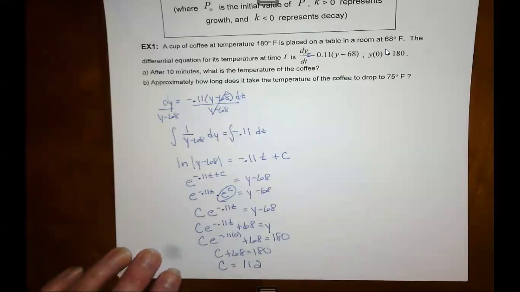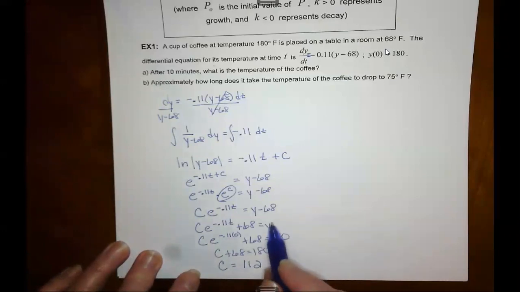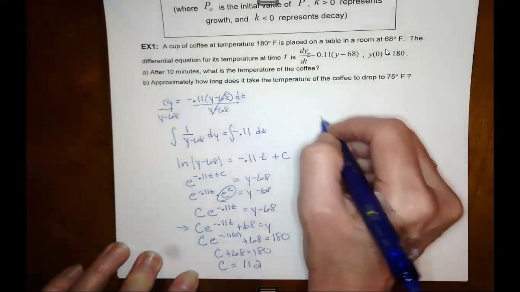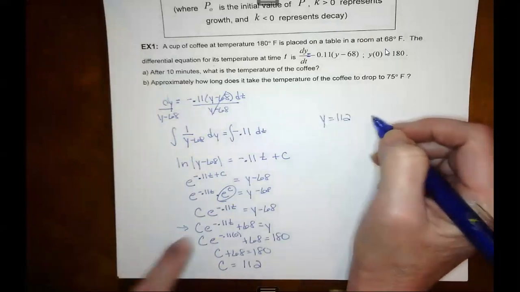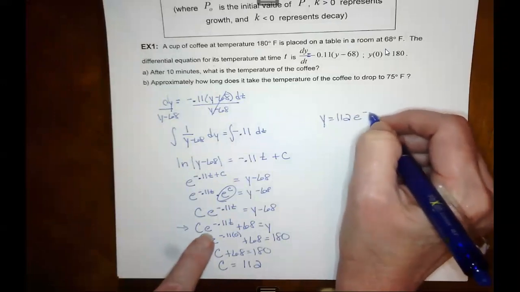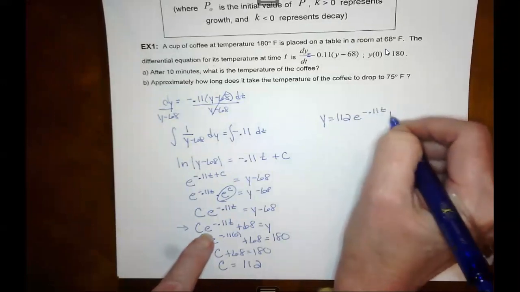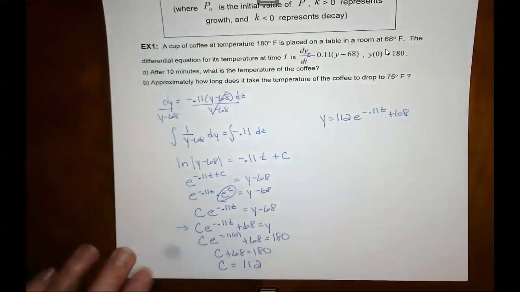All right, so the equation that I get when I plug in 112, we'll use this form right here. So I have y equals 112 e to the negative 0.11 t power plus 68. So that is exactly what we did last week.